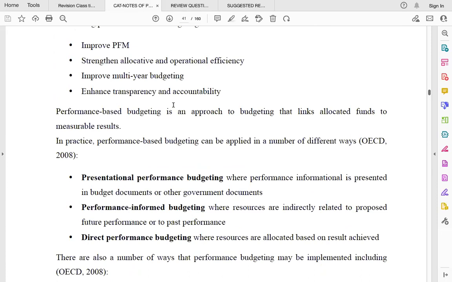Okay. So how is it done? You may either use presentational performance budget, where performance information is presented in the budget documents. And then we may have performance-informed budgeting, where resources are directly related to proposed future performance or to past performance. And most of the time, when we deal with the World Bank, they use what you call program for results, where they give you money once you complete an activity. Once you complete it, they give you money after completion. They don't pay you before.